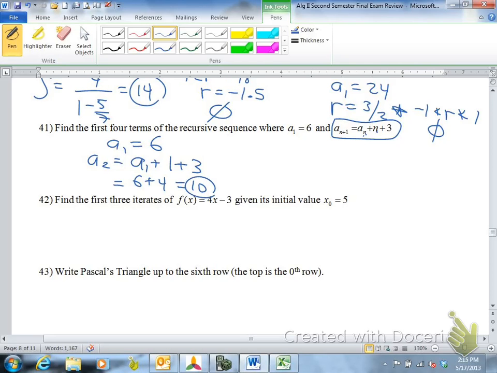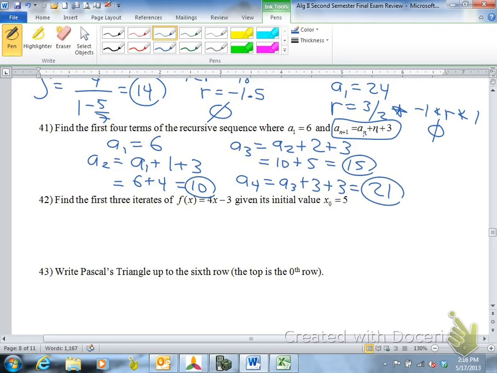So you got 10, you got 6. To find A sub 3, you would do A sub 2 plus 3, which equals 10 plus 5 is 15. And then to find A sub 4, you would do the term before it, A sub 3, plus 6, 15 plus 6 is 21.